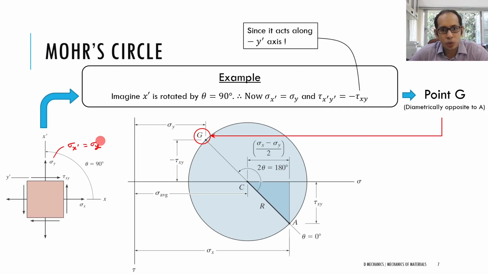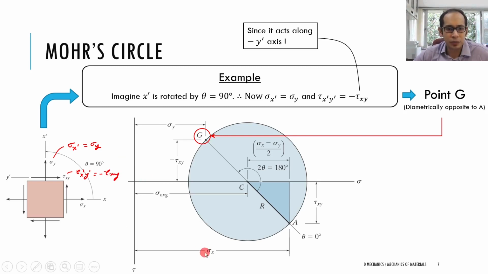Now one important thing to note in this particular case: what happens to my tau x prime y prime? So you see, once you have rotated the x prime axis by theta equals 90, this is your x prime and this is your y prime axis over here. Tau x prime y prime now originates on the positive face because the outward normal points towards the positive x-axis, but the shear stress by itself points in the negative direction. So it is the minus tau xy that is there. So tau x prime y prime in this case is equal to minus tau xy. So let's write that as well, which is already written over here, right? So your tau x prime y prime becomes equal to minus tau xy. Now which point is this on the Mohr circle?